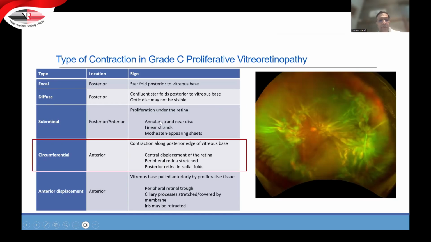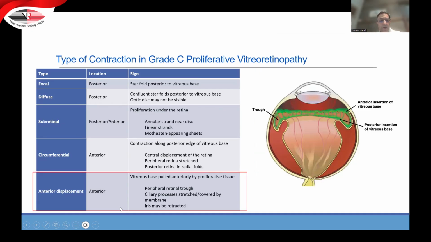When you have anterior, you can have circumferential anterior, which is in this kind of configuration. And then this is the most important, anterior displacement, when you get anterior loop formation. So this is the trough, and anterior loop traction causes the whole retina to be pulled anteriorly. And it's very important to be aware of this. Otherwise, you cause a lot of unnecessary damage to this retina.